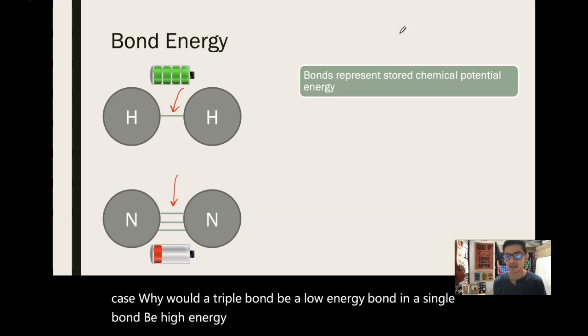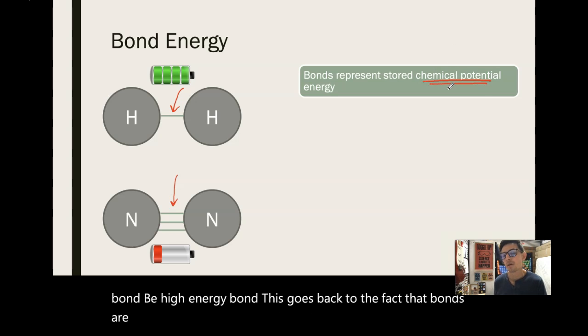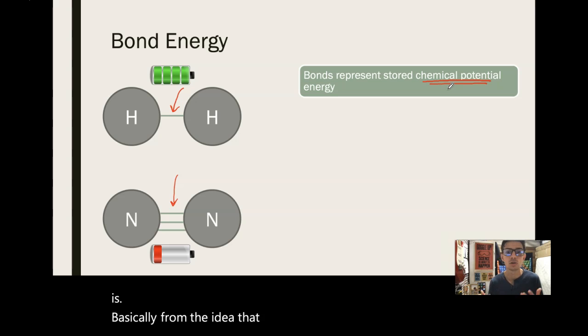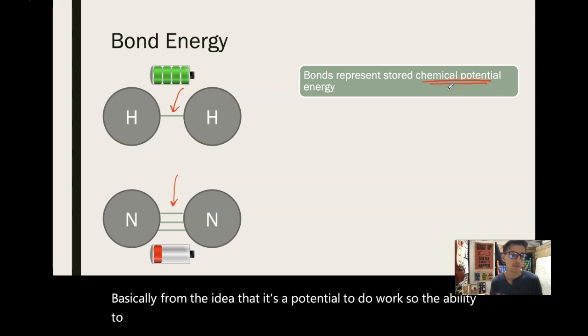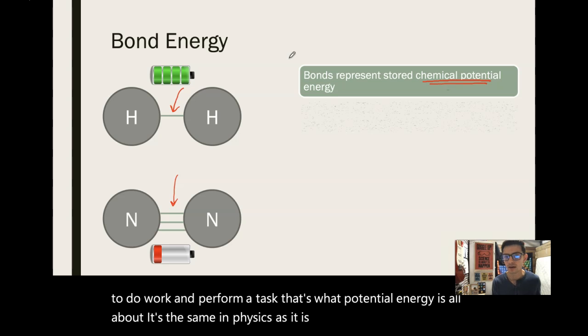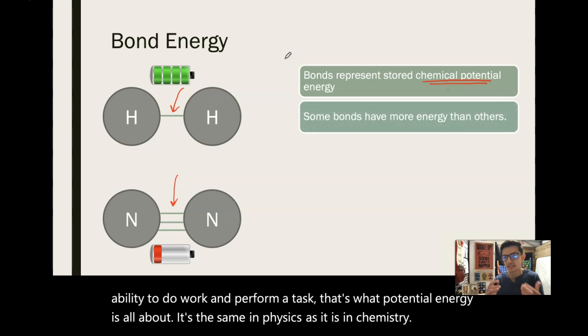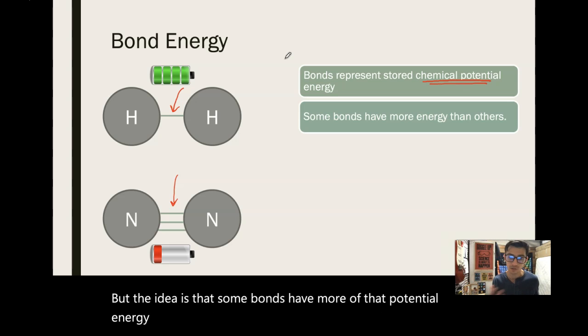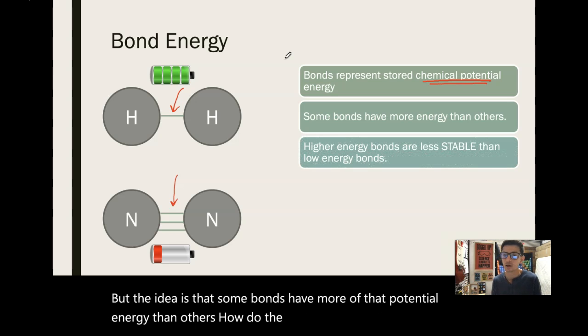This goes back to the fact that bonds are stored energy, chemical potential energy. And potential energy is basically from the idea that it's a potential to do work. So the ability to do work and perform a task, that's what potential energy is all about. It's the same in physics as it is in chemistry. But the idea is that some bonds have more of that potential energy than others. How do you know the difference between a high energy bond and a low energy bond?